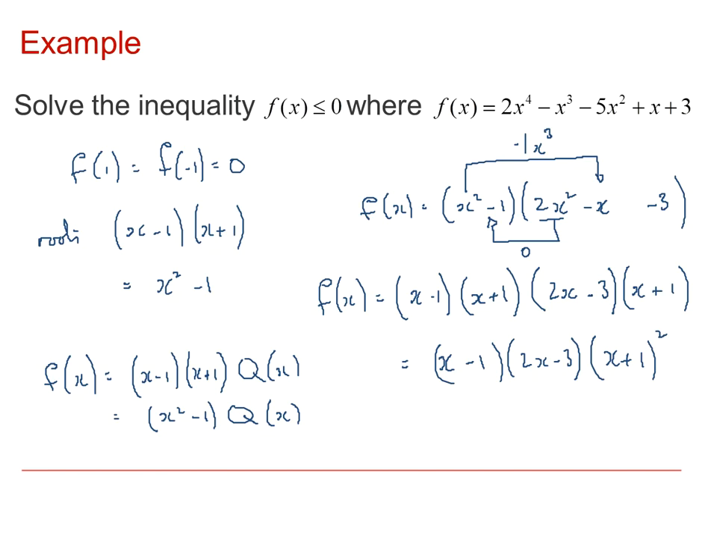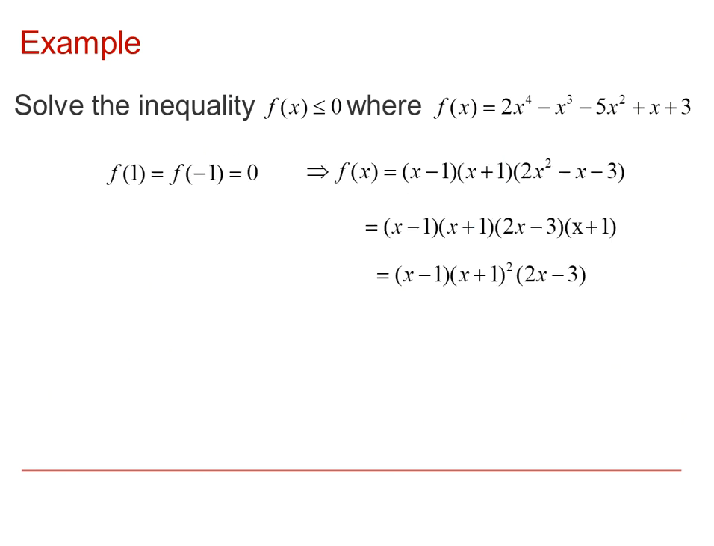So we've got a repeated root there at x equals minus 1, so the roots are x equals negative 1, x equals plus 1, and x equals 3 over 2. And this one here is repeated. So what we've got so far is our function f of x factorized. Now we can sketch a graph.